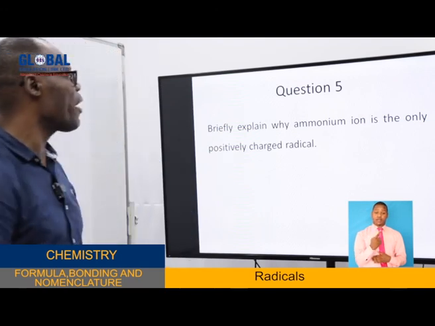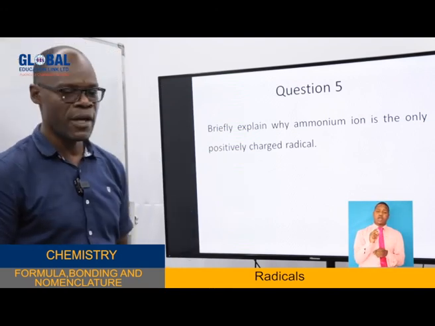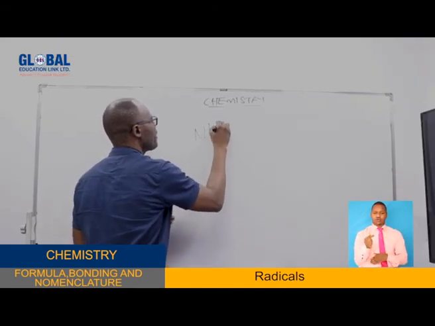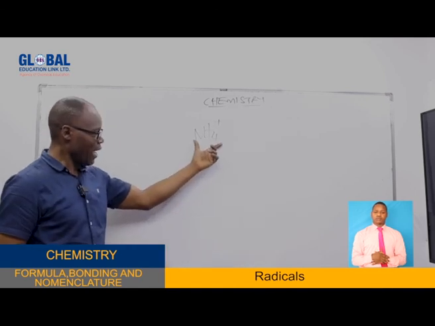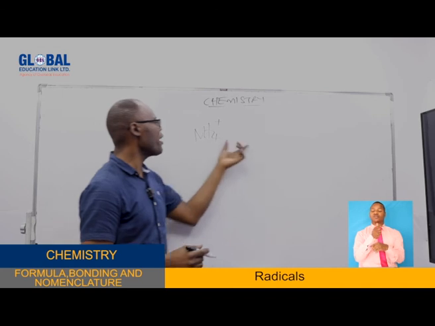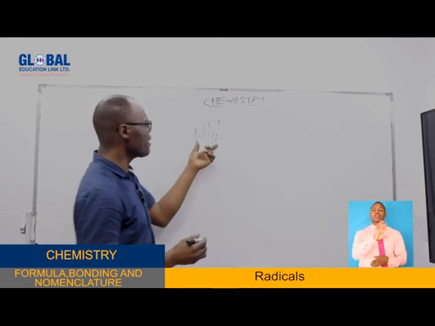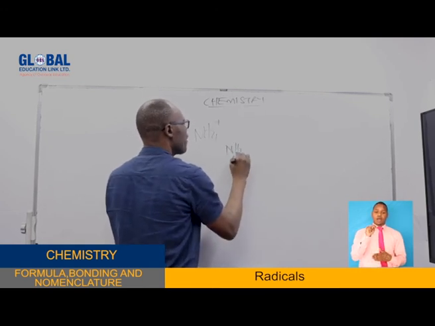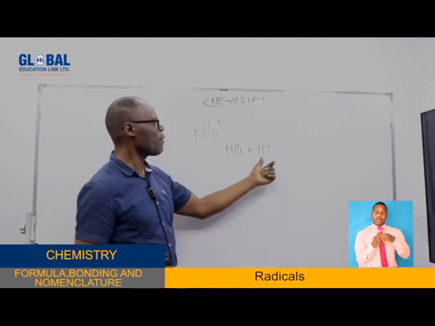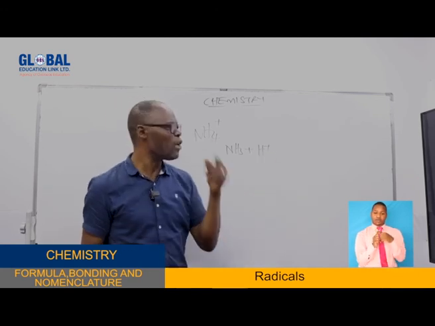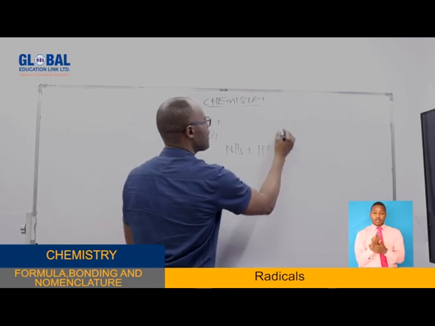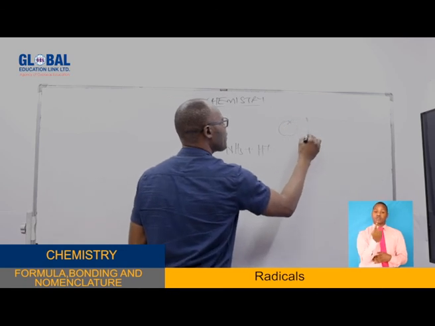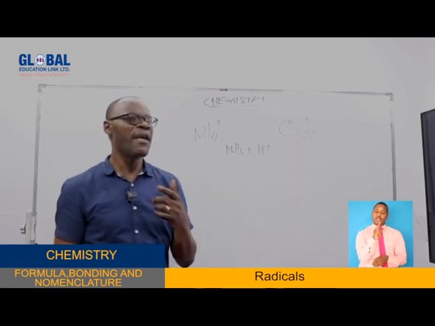Question 5 is saying, briefly explain why ammonium ion is the only positively charged radical. All radicals are negatively charged except ammonium ion, which is positively charged. The question is, why is it the only positively charged radical? In this case, we only get ammonium ion when we react ammonia and hydrogen ion. Remember, hydrogen ion comes from hydrogen, which has only one electron in its valence shell. So if this is our hydrogen, it has one electron. If it loses that one electron, then it becomes hydrogen ion, meaning it does not have any electron at all.